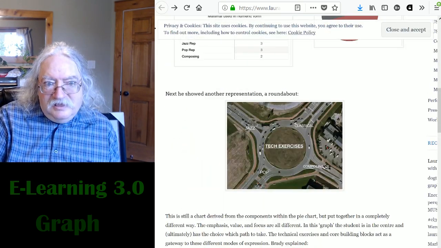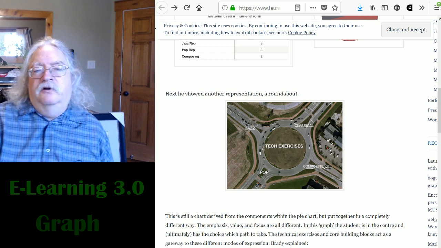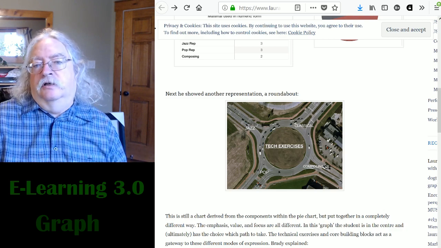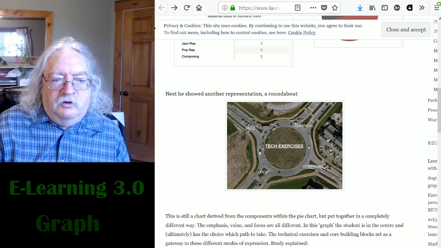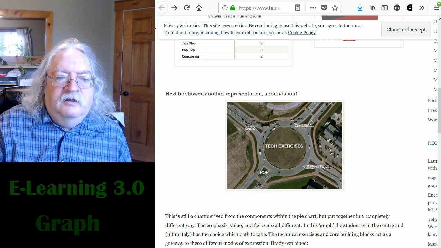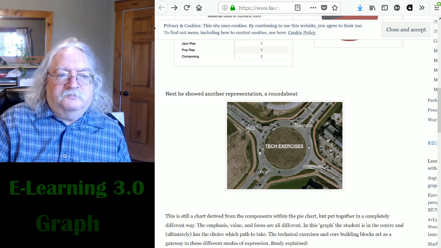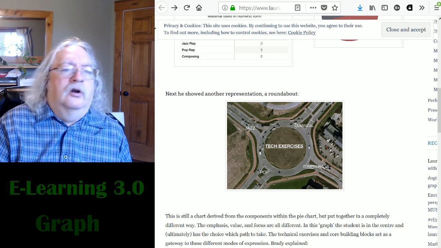So the key thing here is that by representing what's being learned as a graph, we change our perception of how we're going about learning and what it is that we're learning. And that's what's important. It changes our understanding even of where the knowledge comes from.